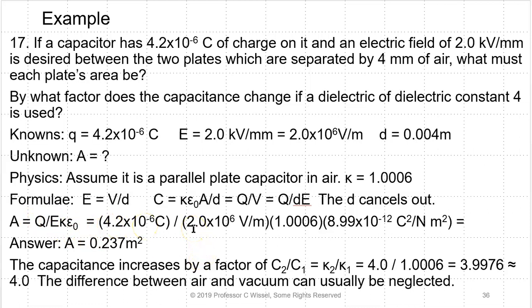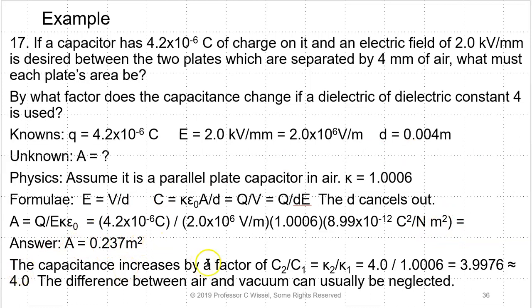We're going to divide it by the electric field, which is 2 times 10 to the 6 volts per meter. The kappa is 1.0006 for air, and epsilon naught is 8.99 times 10 to the minus 12 coulomb squared per Newton meter squared. The answer to this is area equals 0.237 square meters.